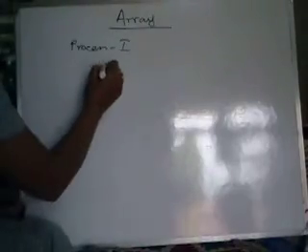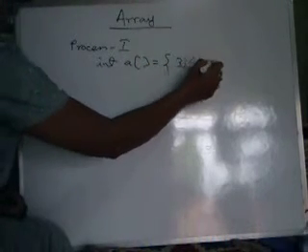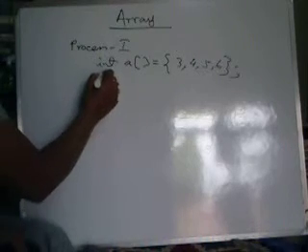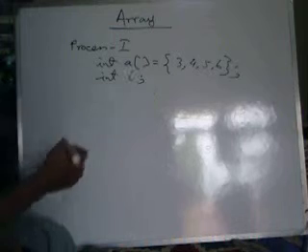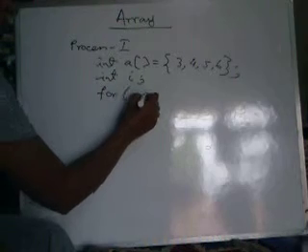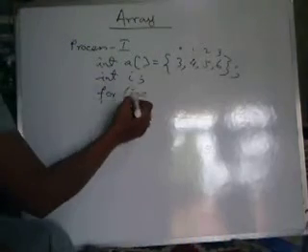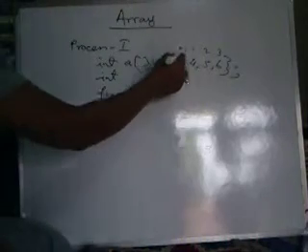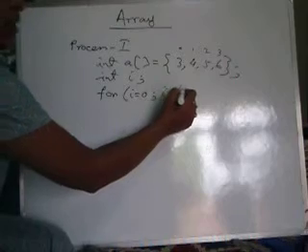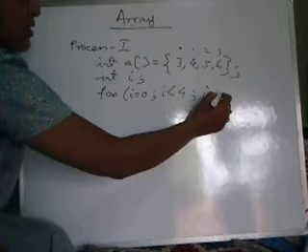Suppose the array is int A within third bracket, we have written 3, 4, 5, 6 like this. So if it is an array, then we can print it by using a simple loop. So for I is equal to 0, because we know these indexes are 0, 1, 2 and 3. The starting value of the index is 0, so I will start from 0. Then I less than, here the number of elements is 4, so I less than 4, and I plus plus.